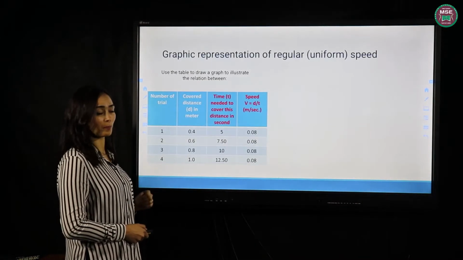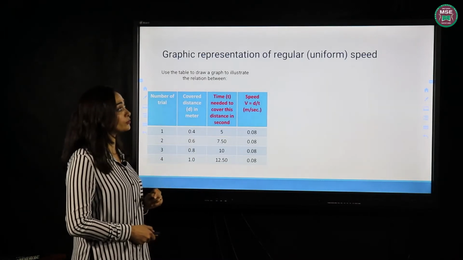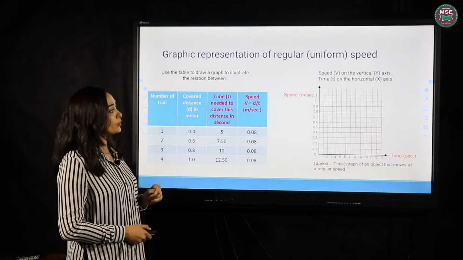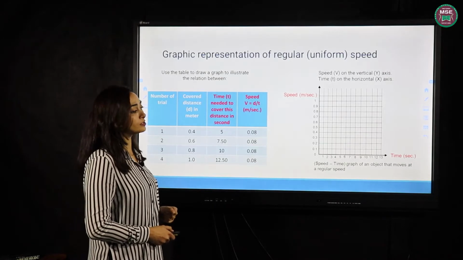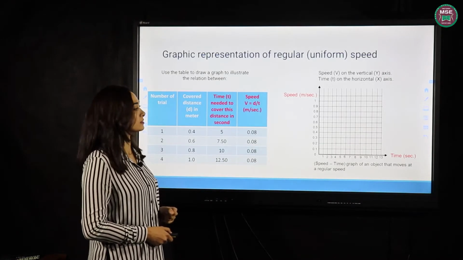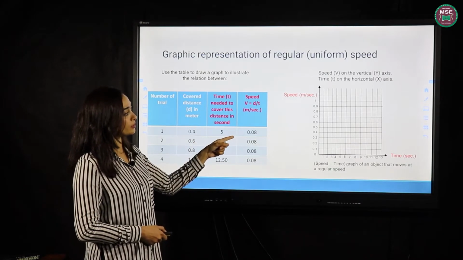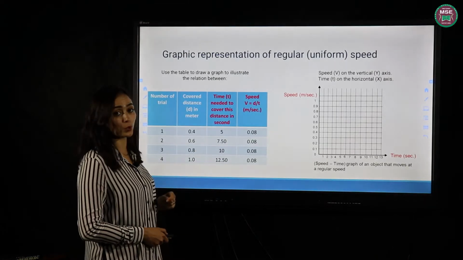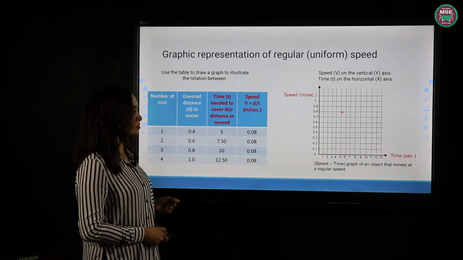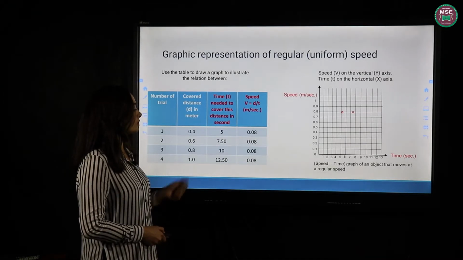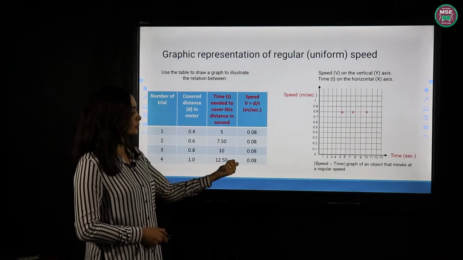We'll use the same table, but here we will identify the graph of speed and time for uniform speed. We will draw the graph with speed on the vertical y-axis and time on the horizontal x-axis. Okay, at 5 seconds, the speed of the body is 0.08. At 7.5 seconds, the speed is also 0.08. At 10 seconds, 0.08. At 12.5 seconds, 0.08.